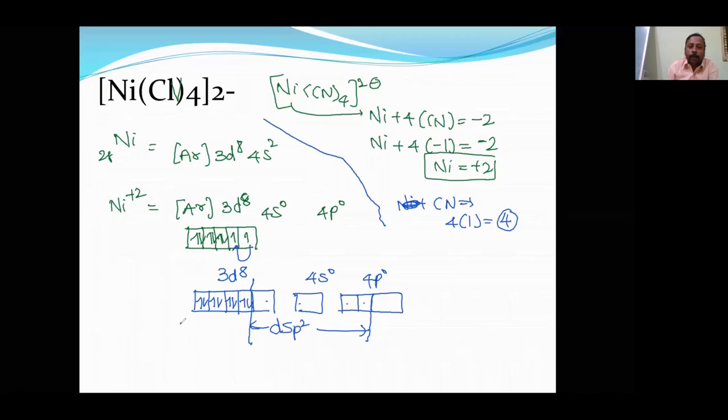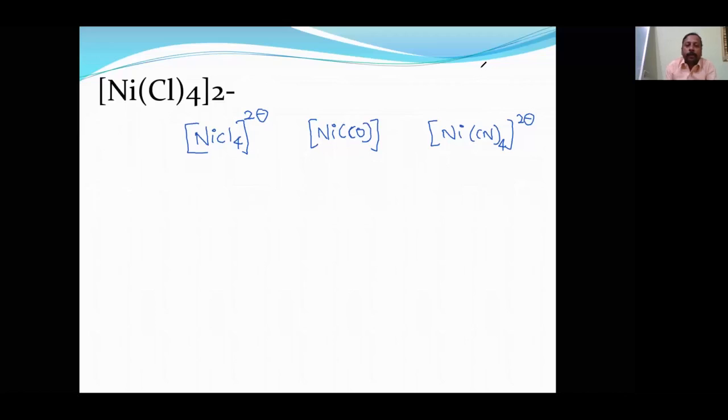What is the magnetic nature? Very good. Diamagnetic. Okay. Is it clear to all of you? Now it's time to consolidate our study. Understood? We have seen three things. What are the three things?